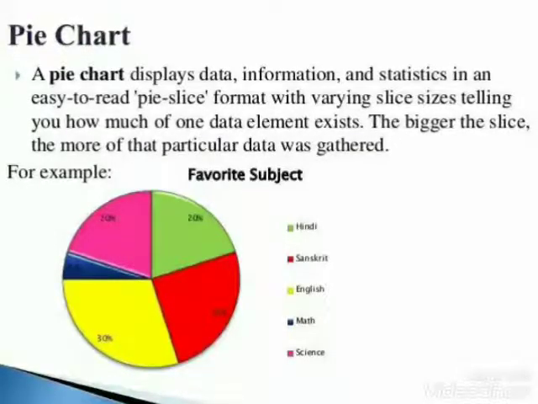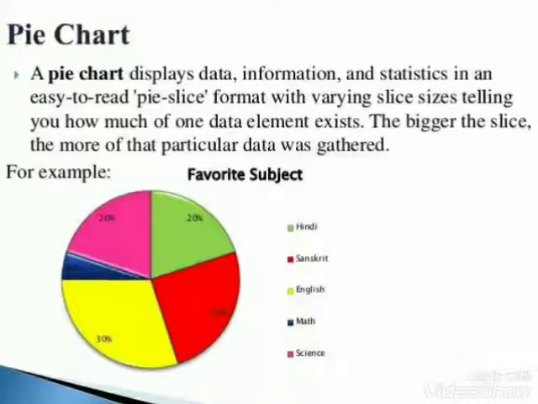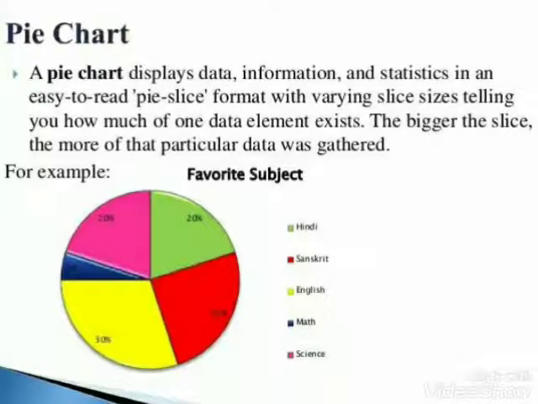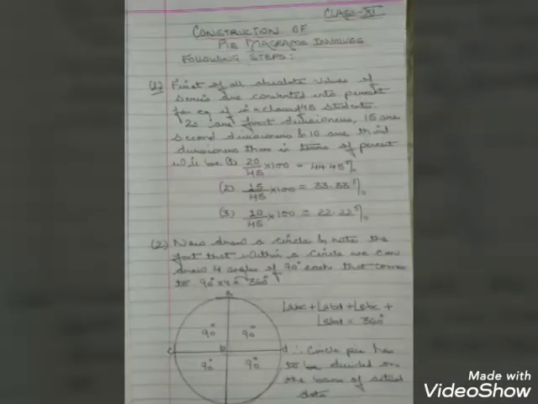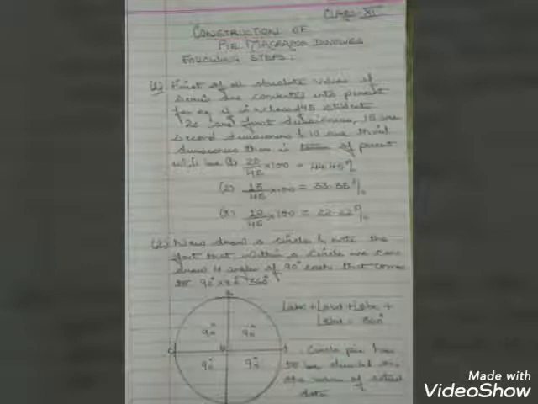This means this diagram does not show absolute values, but it shows the values of a series. So children, let's see how this pie diagram is constructed. For your ease, I have divided the construction of the pie diagram into different steps. So we will be going step by step.